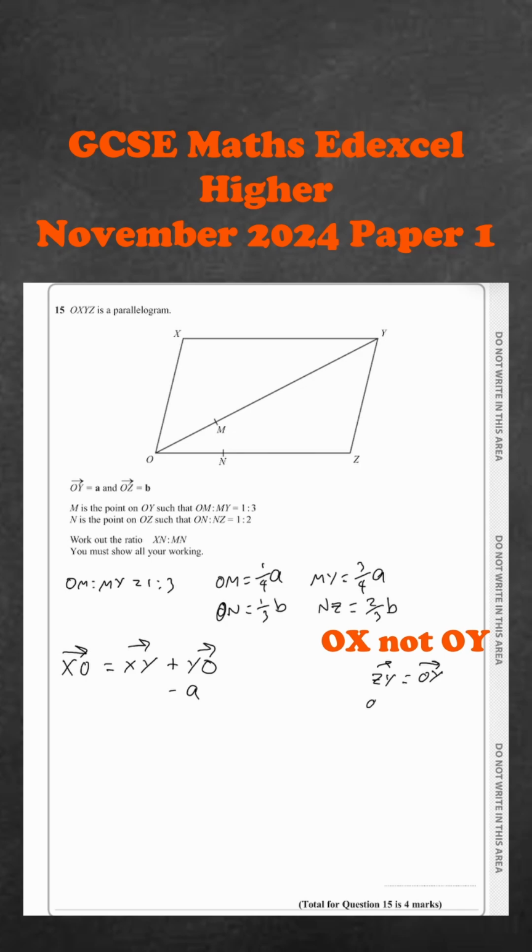And similarly, OZ must equal XY. So we already know OZ is equal to B. So we have B minus A is going to be XO, and then ON we've worked out already as 1/3 B. Therefore, XN is just 1/3 B plus B minus A, so 4/3 B minus A.